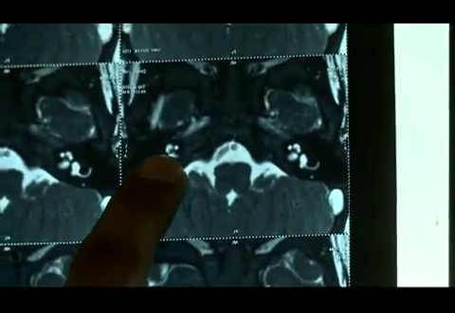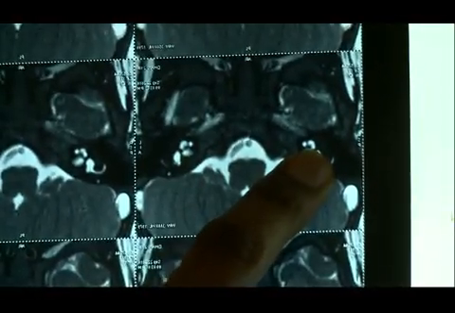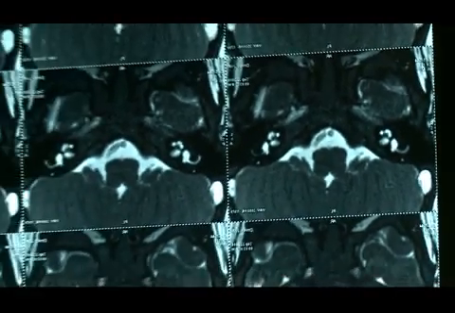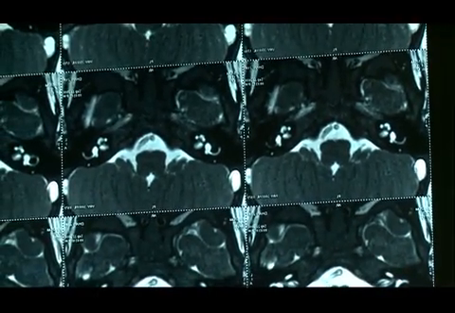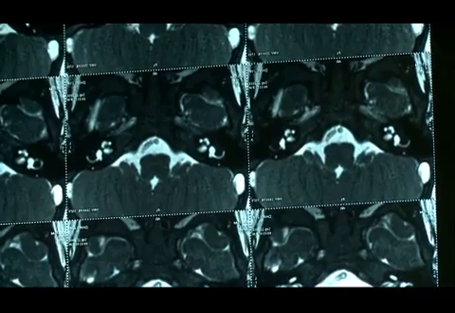Can you see? Yes, we are seeing. If you can hold some pointer or needle, something like that, it is easier.